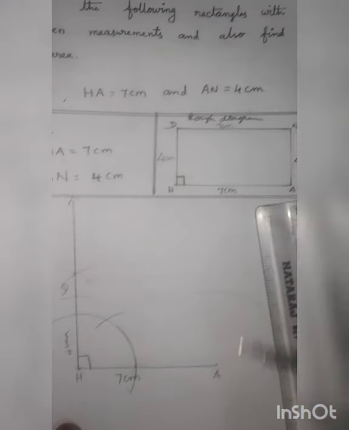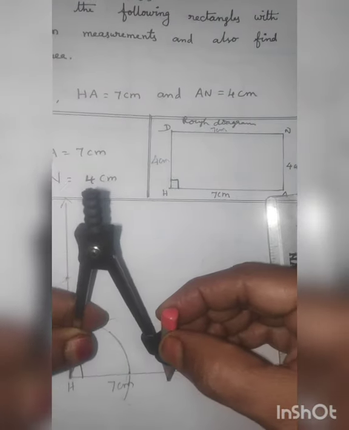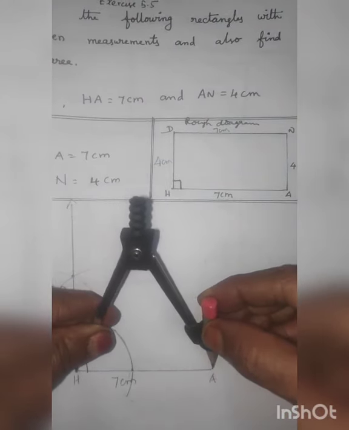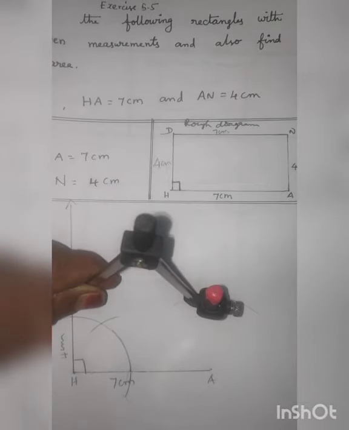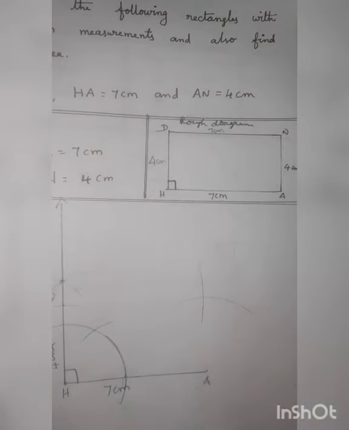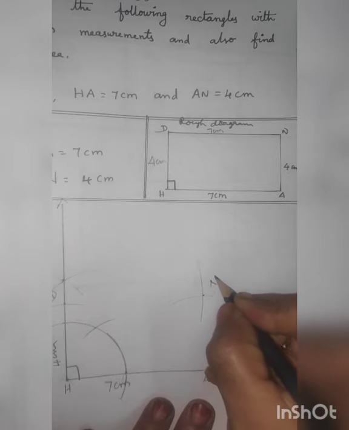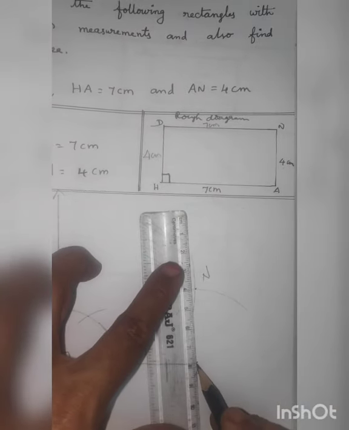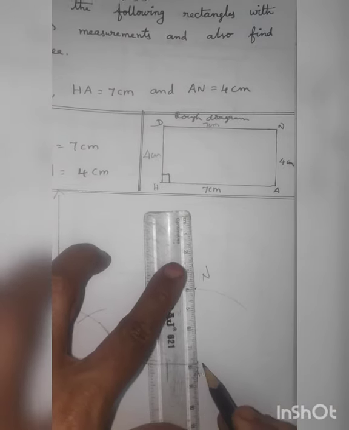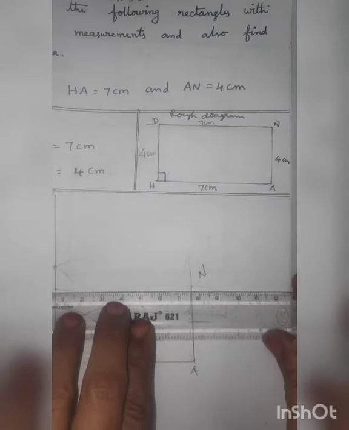Okay, next step. Here 7 centimeter, there 7 centimeter. So this HA length you measure there. HA length. And keep on point D and cut the arc. Keep on the D point and cut the arc. This arc, where it comes, what is the point? N. Now you join AN. DN.